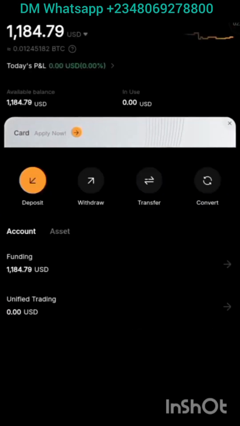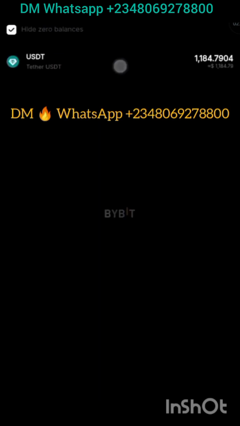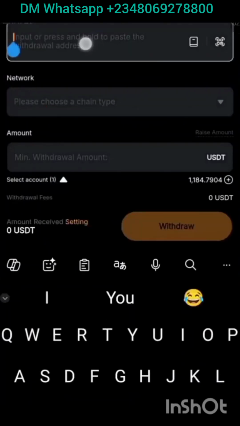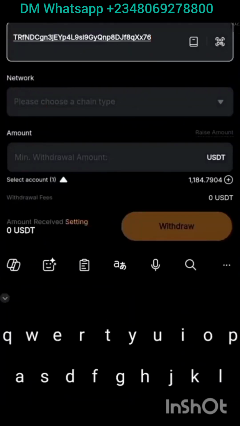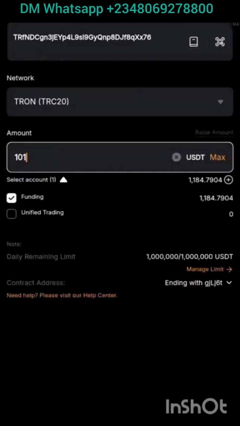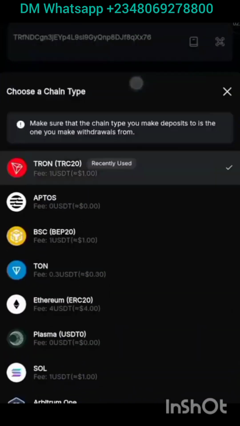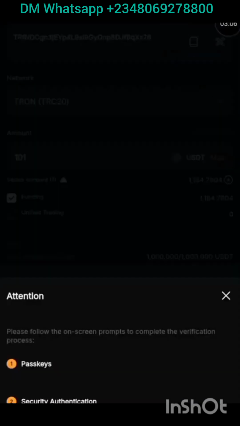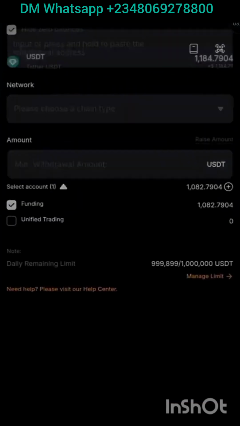I've copied my TRC20 address from the bot. Remember, you can start this with as low as 20 USD, 100, 150, 1000. I've pasted my wallet here, and I'm going to be selecting TRC20 right now. I'm going to be selecting 101 because I'm adding 1 USD for Bybit fees. Now I'm going to put in my passcode, and you can see the withdrawal application has been submitted successfully.